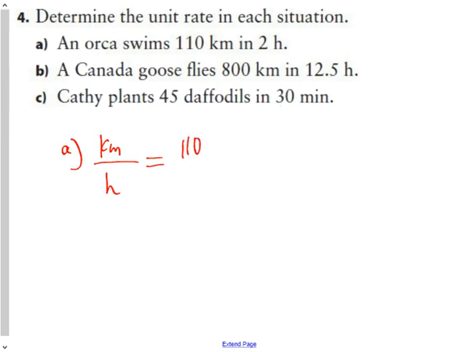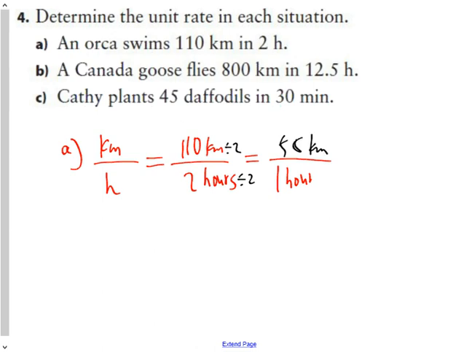So 110 kilometers in 2 hours is how many kilometers in 1 hour? To create the unit rate, we simply divide both by 2, and we get 55 kilometers in 1 hour, or 55 kilometers per hour. That's the work I would expect you to show me as well.